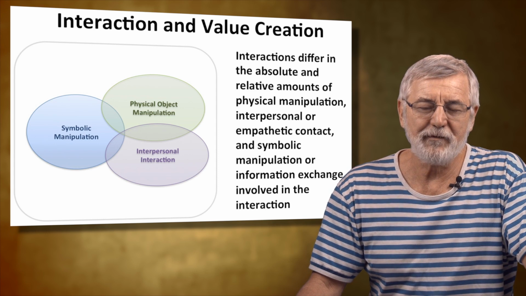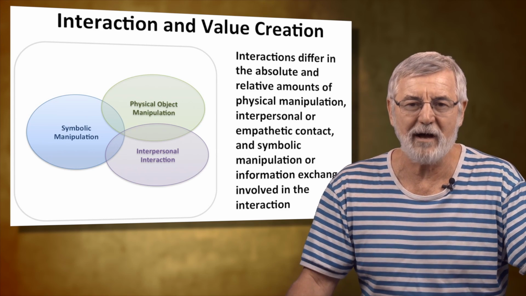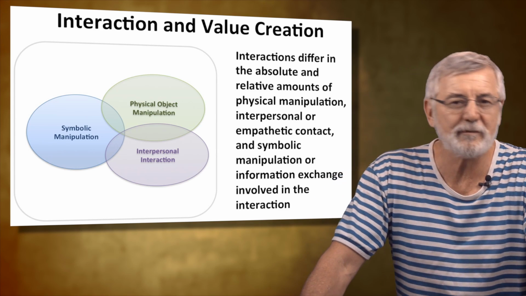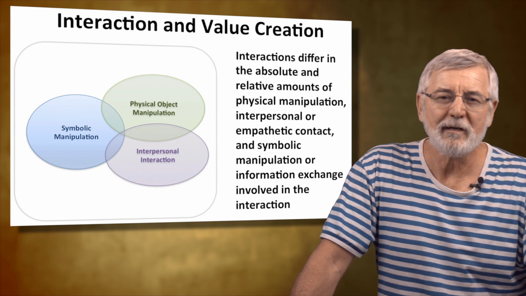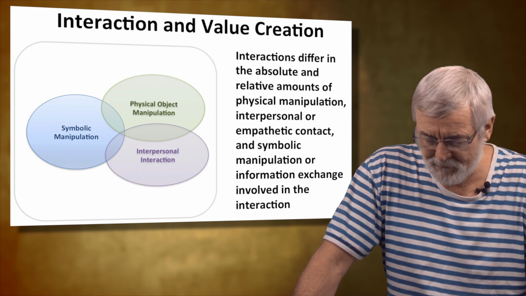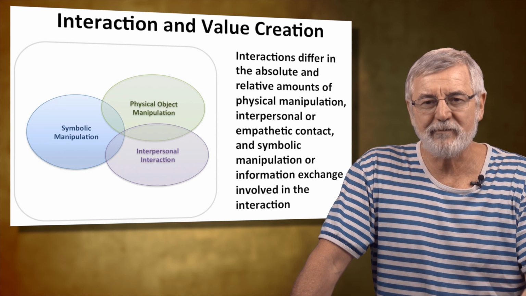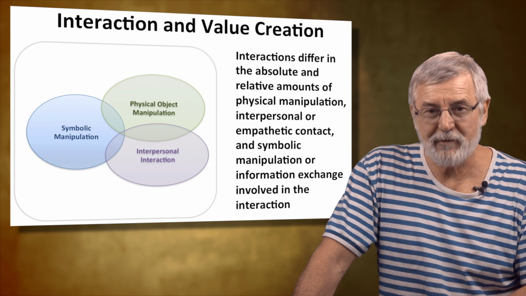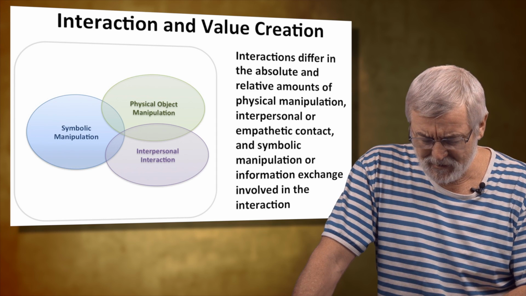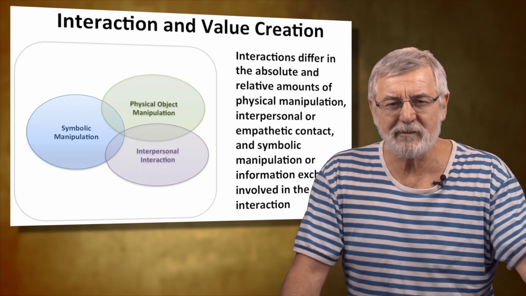We have physical manipulation, where you interact with some physical resource to create value. We have interpersonal relationships, where we interact with a person through some kind of interpersonal or empathetic engagement with them to create value. And then we have symbolic manipulation, where we interact through information exchange as a way to create value. This is work done by Apte and Mason a long time ago, which is still extremely relevant.